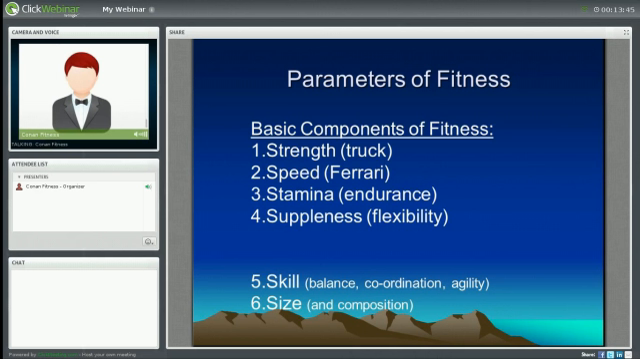So this thing can move with the speed of light, but it's not necessarily that strong. It's not the perfect machinery for pulling a house, not even a little boat. That's not the purpose of a Ferrari.